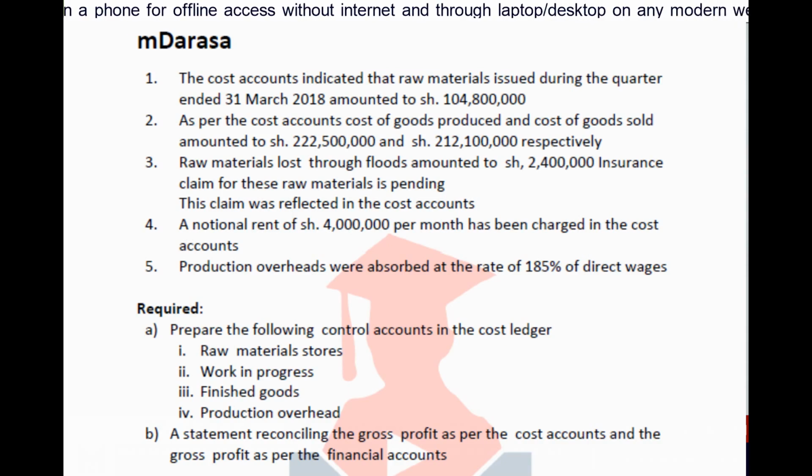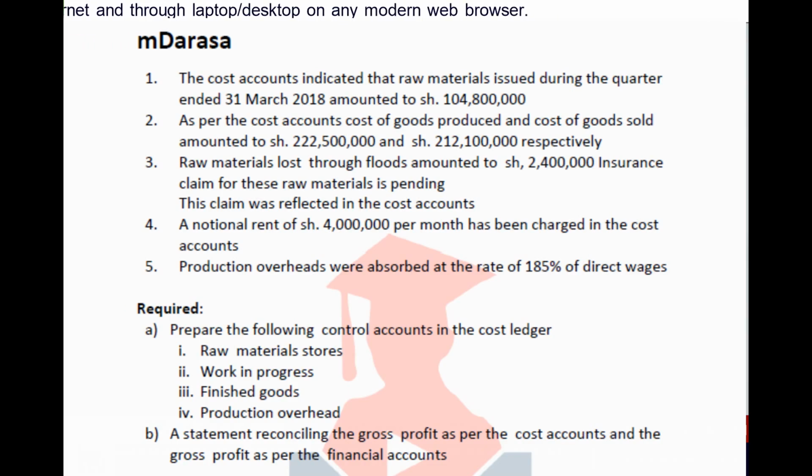A statement, part B, a statement reconciling the gross profit as per the cost accounts and the gross profit as per the financial accounts. You'll find causes of this difference. Amongst them will be the valuation of inventory, and also such costs that are provided purely in financial accounting and are not in cost accounting. So these are the requirements that I was given for us to compute.